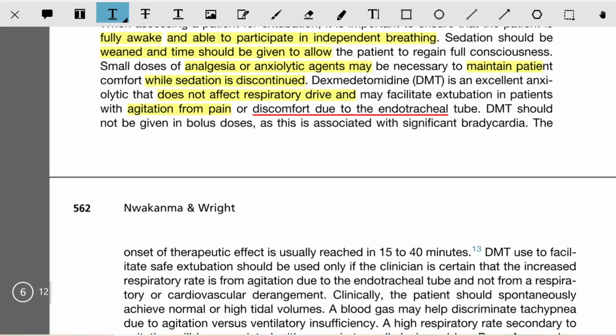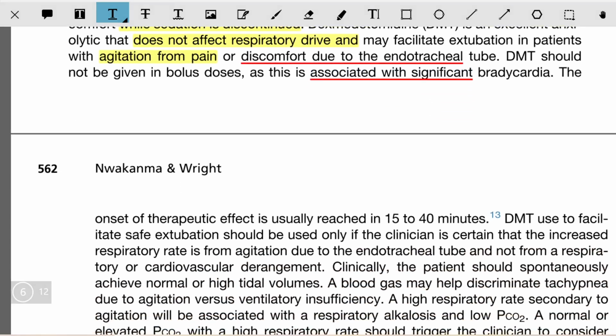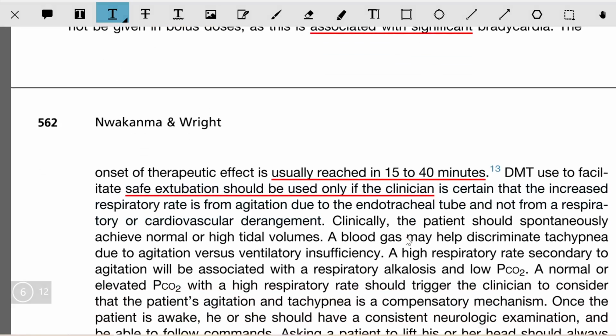Dexmedetomidine should not be given in bolus doses, as this is associated with significant bradycardia. The onset of therapeutic effects usually starts within 15 to 40 minutes. Dexmedetomidine used to facilitate safe extubation should be used only if the clinician is certain that the increased respiratory rate is from agitation due to the endotracheal tube, not from respiratory or cardiovascular derangement.